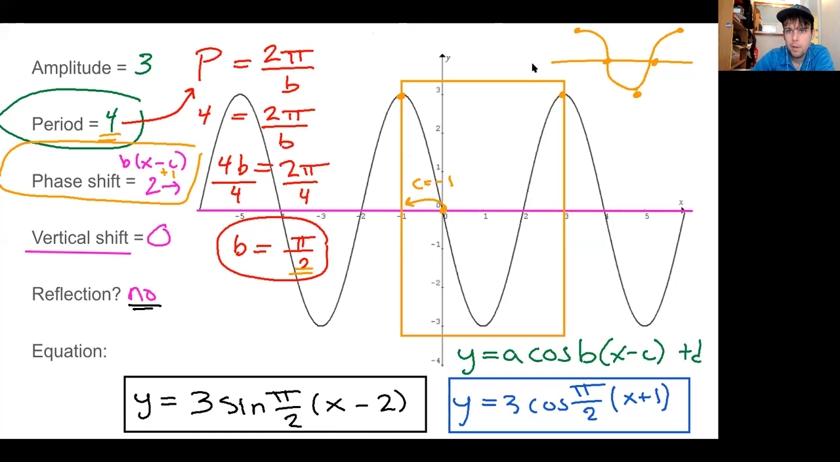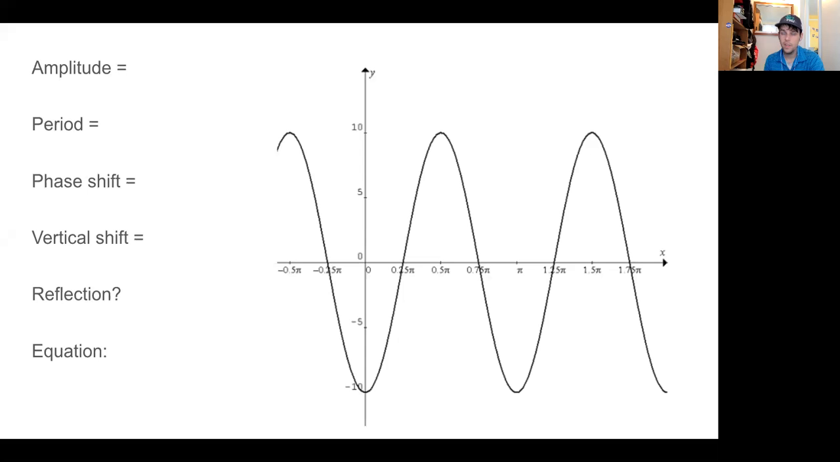All right, I'm going to pause for a second. All right, resuming here at our next graph. Again, I'm going to show 2 different equations that we can write for this one, a sine equation and a cosine equation.